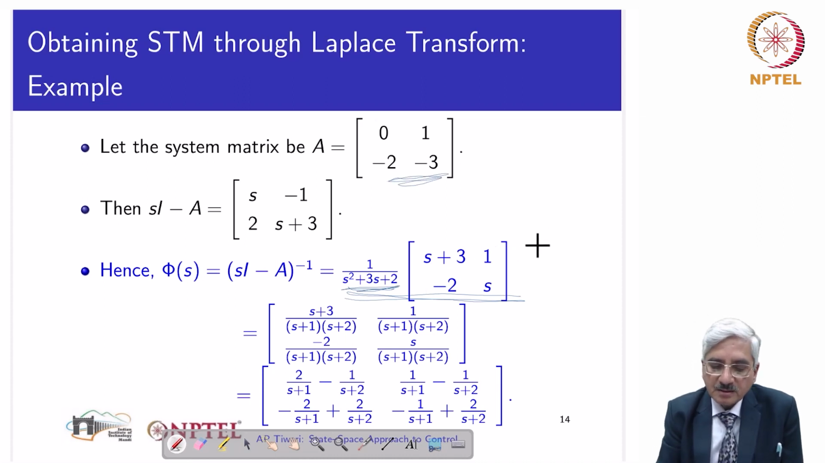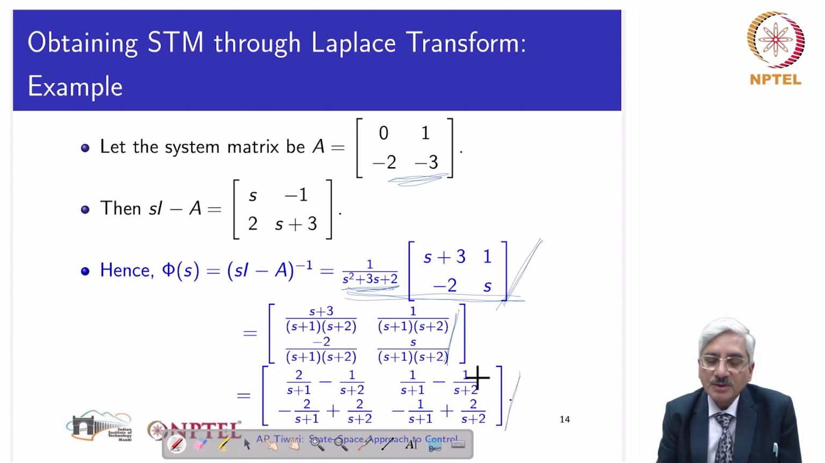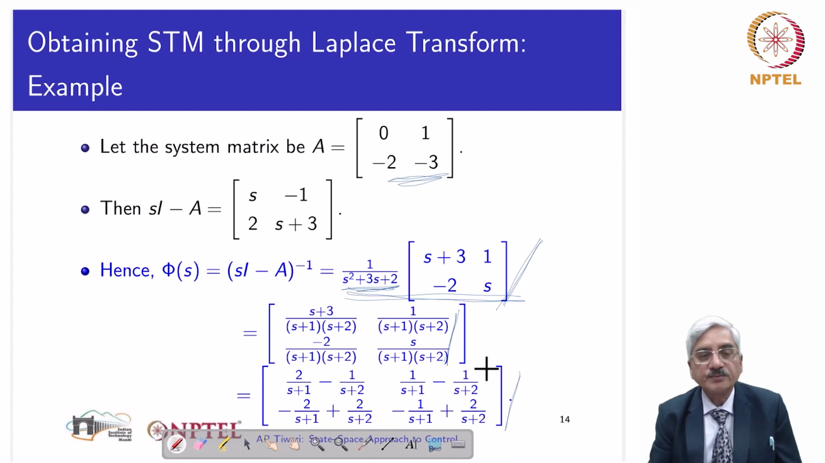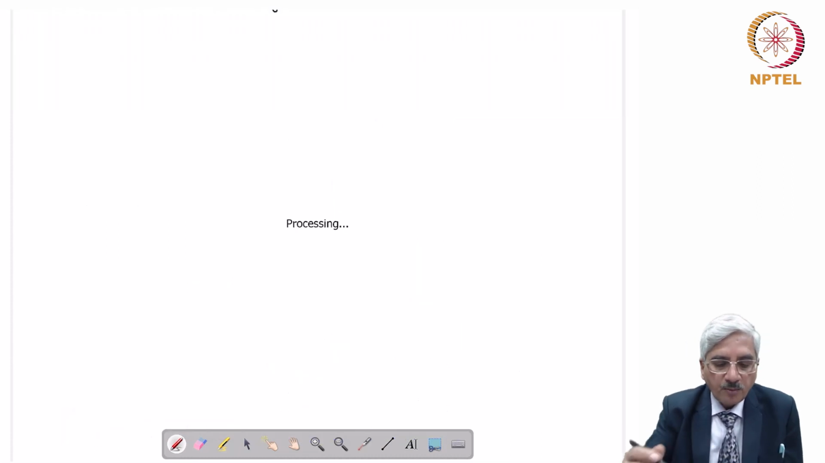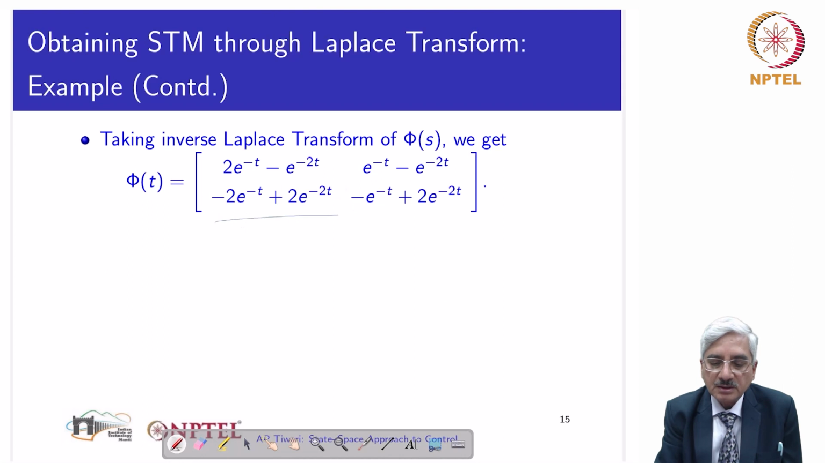Now we express the terms of (sI minus A) inverse as this, and subsequently in partial fractions, each of the terms. So taking the inverse Laplace transform becomes easy. So we get phi t equal to this.